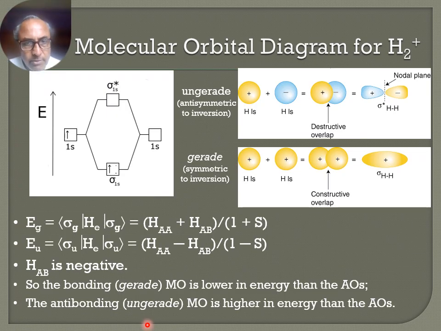We can then construct the molecular orbital energy level diagram as shown here. And as we have derived, Eg equals (Haa plus Hab) by (1 plus S), and Eu equals (Haa minus Hab) by (1 minus S). Since Hab is negative, the bonding or gerade molecular orbital is lower in energy than the atomic orbitals, and the antibonding molecular orbital is higher in energy than the atomic orbitals.